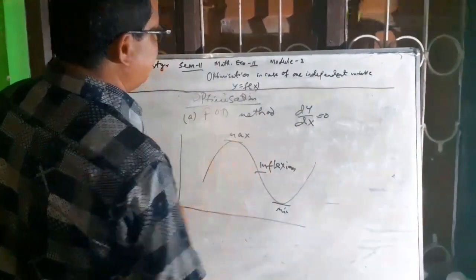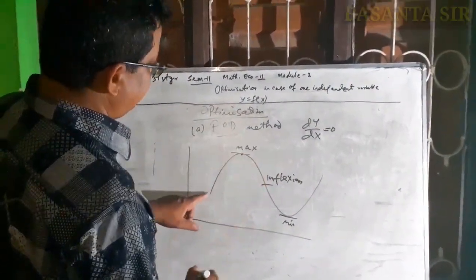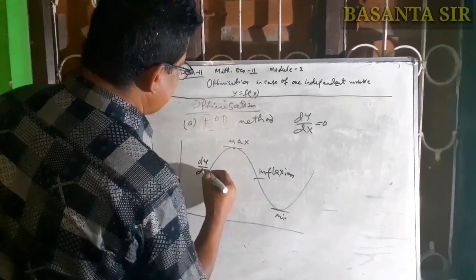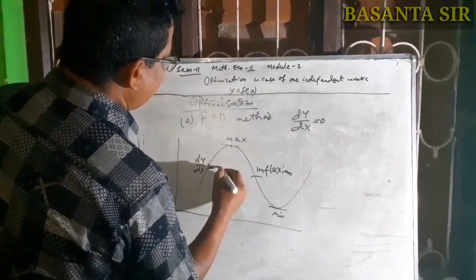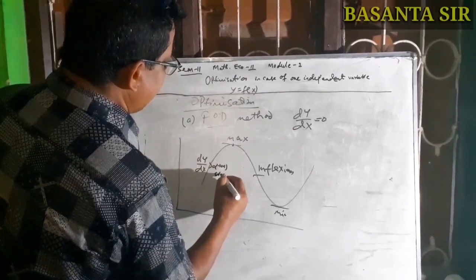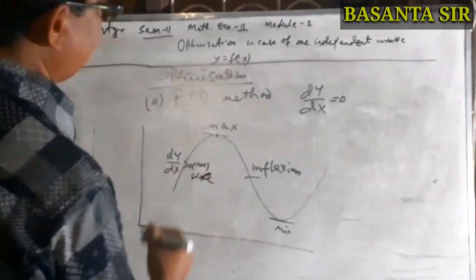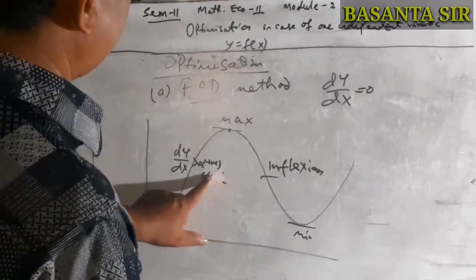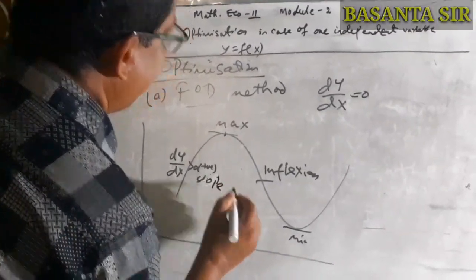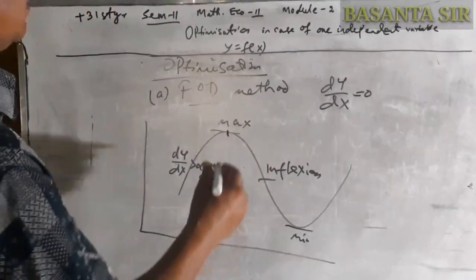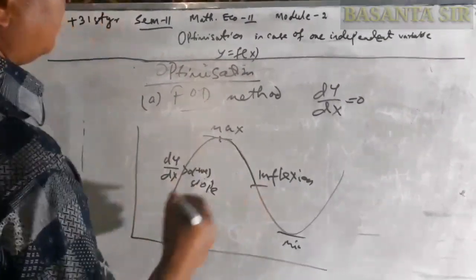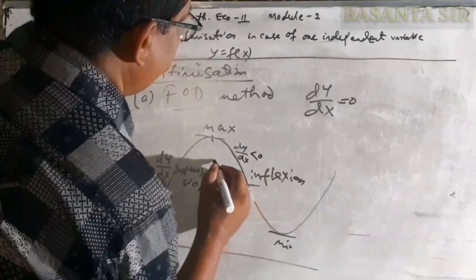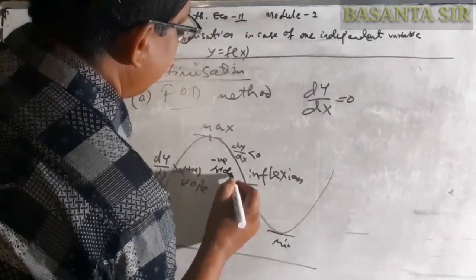First, using the first order derivative, we find that the curve is rising here. So dy by dx is greater than 0 here, or positive slope. We know that the derivative is the slope of the function. Then after this point of maximum, we find the function is falling. So dy by dx is less than 0, or negative slope.